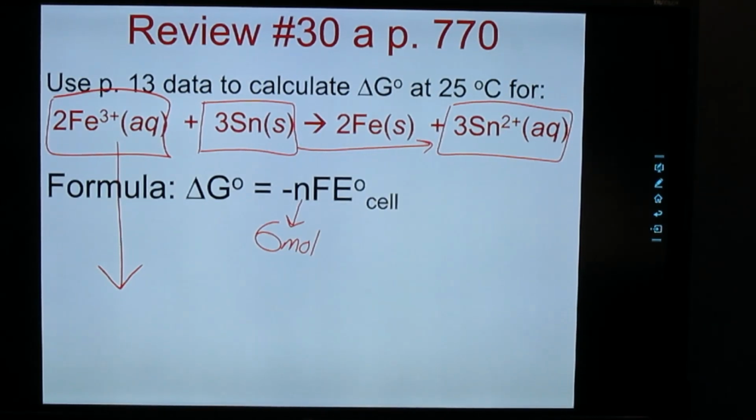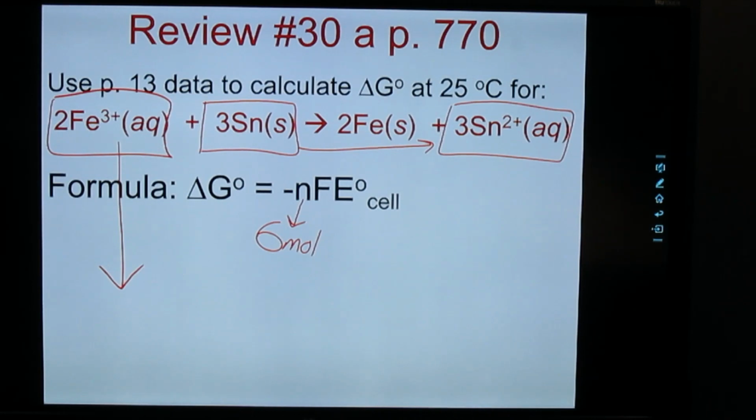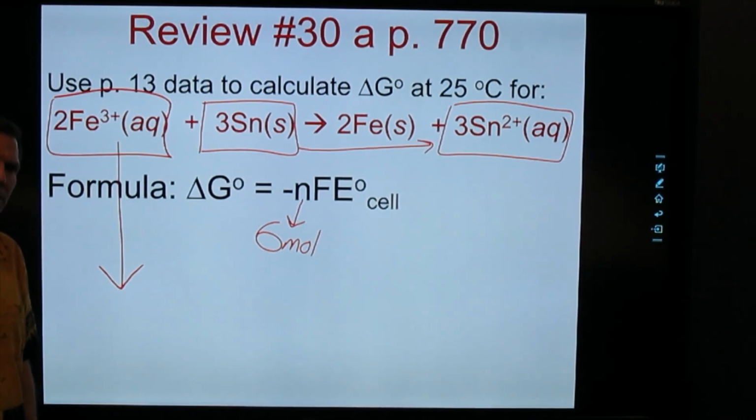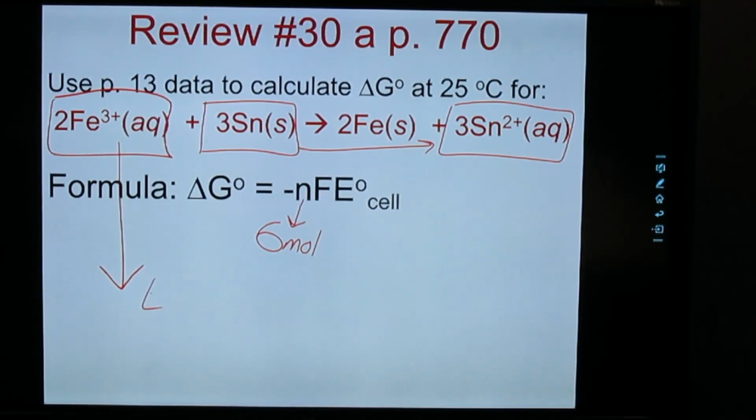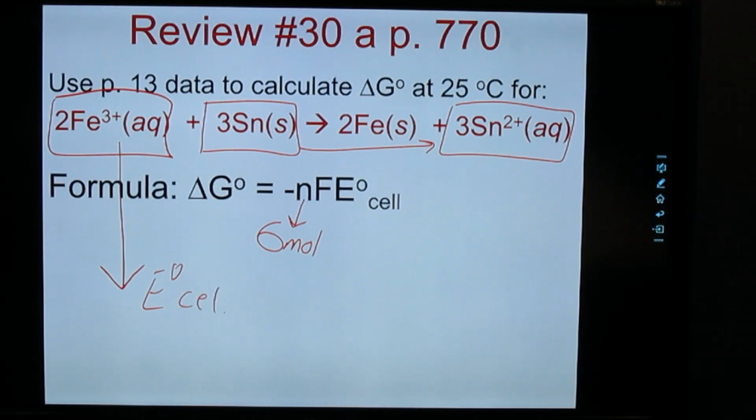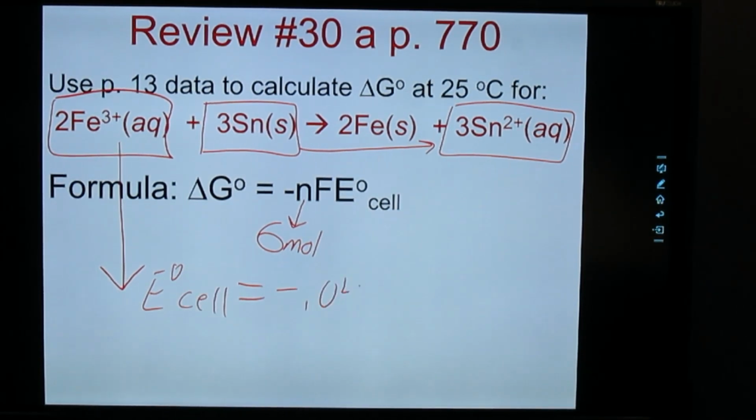So in the table, the iron value is negative 0.04. And so the E cell for this problem from page 13 is negative 0.04 volts.